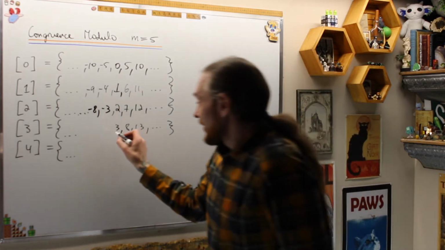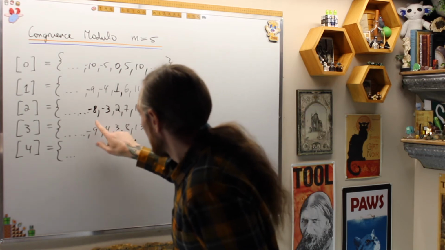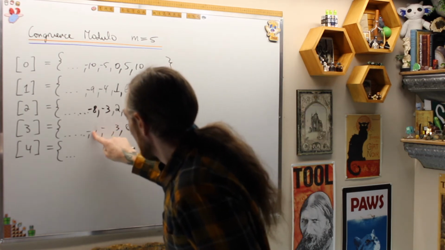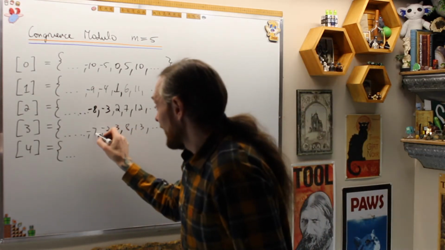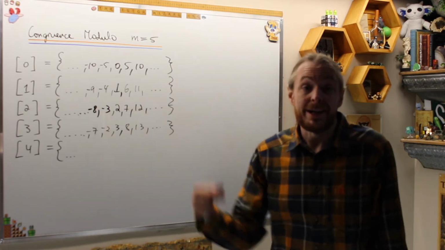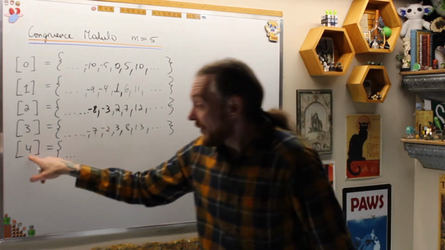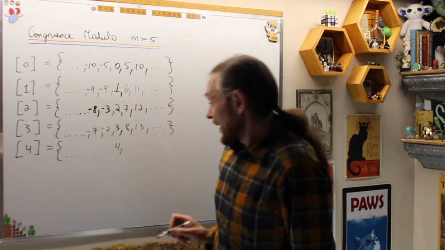And then if I subtract off 5, I'll get -2. 3 minus 5 is -2, minus 5 again will give me -7. These are all the numbers that leave a remainder of 3 when I divide by 5. And then every single number that leaves a remainder of 4 is going to be grouped as the 4.